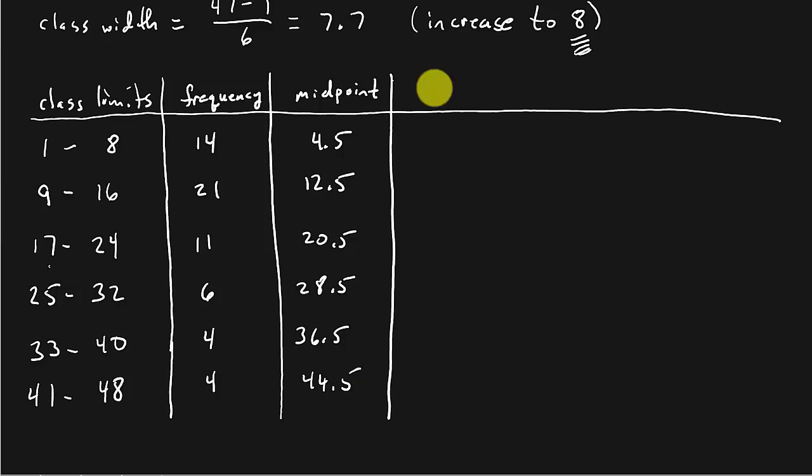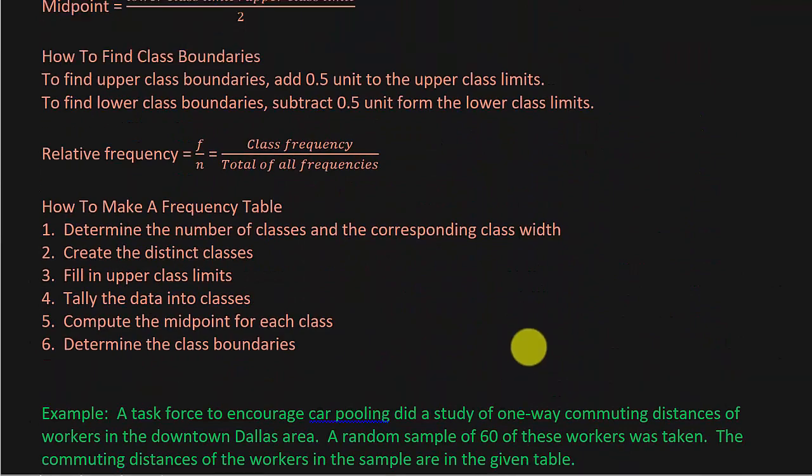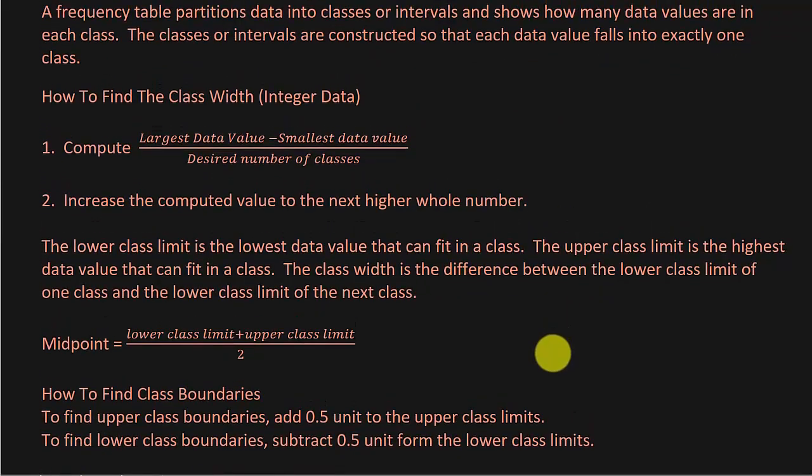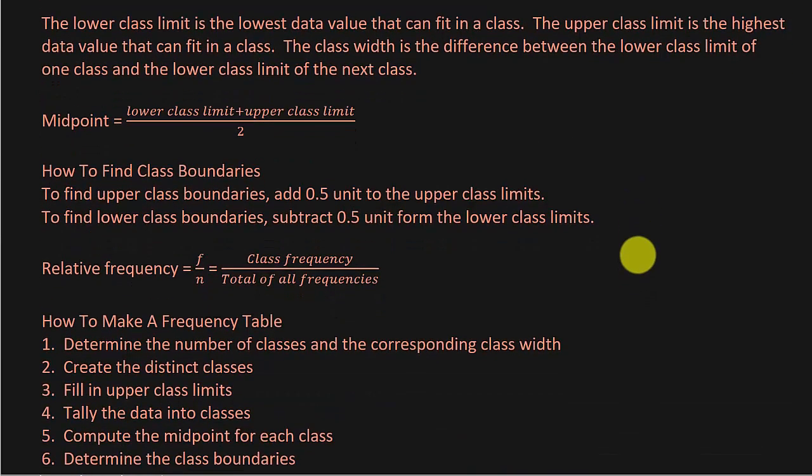All right. And now we want to do our class boundaries. Basically all we're doing here is taking the 0.5. Let's see, where was that at? I know it's in here somewhere. There it is, how to find the class boundaries. You add 0.5 to the upper class limit and subtract 0.5 from the lower class limit.